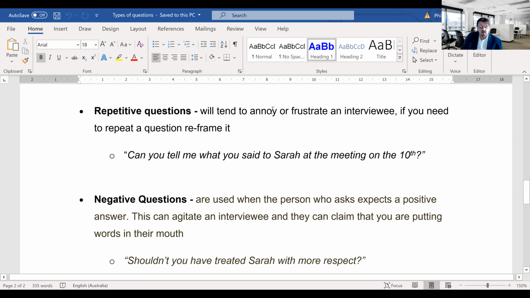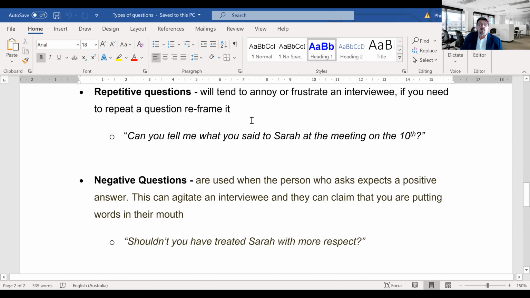Repetitive questions. Can you tell me what you said to Sarah on the 10th? So again, you can get away with repetitive questions, but if you keep on asking the same question, then you will get some pushback from the interviewee. This often happens when an interviewer has planned out all of their questions, and in question, say 4, the complainant has actually answered question 5 and 6, yet you go ahead and ask question 5 and 6. And the person says, but I already just told you that.